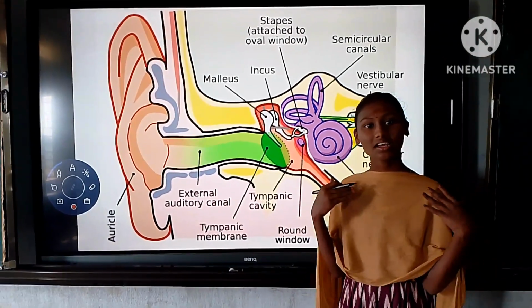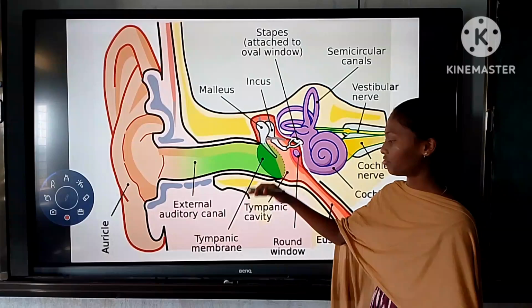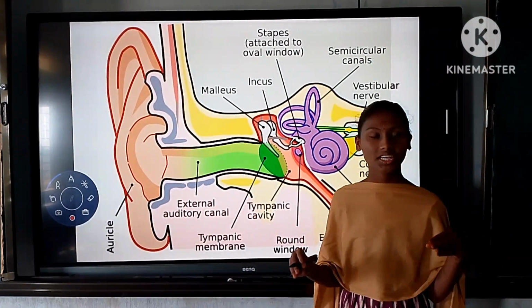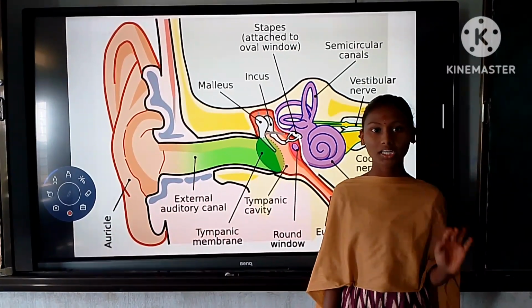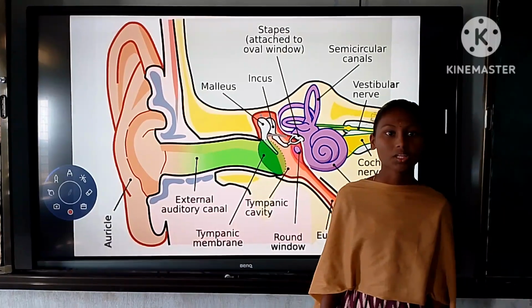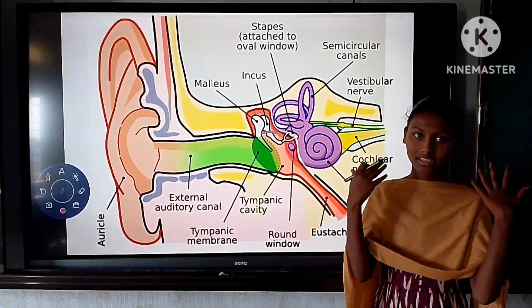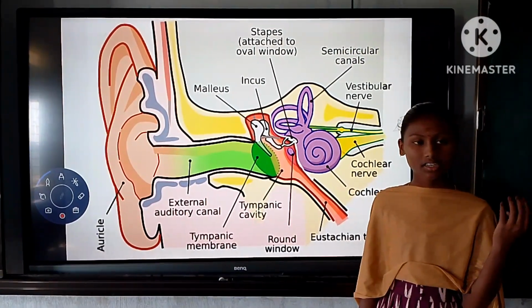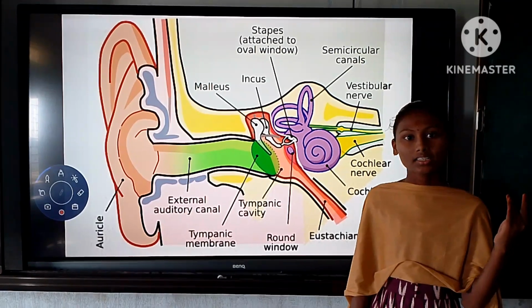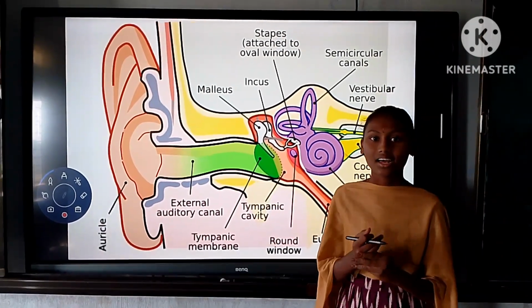Today we will discuss the structure of the ear. The function of the ear is not only hearing but also maintaining equilibrium. Equilibrium means balancing of our body, like running, standing, and talking, etc.